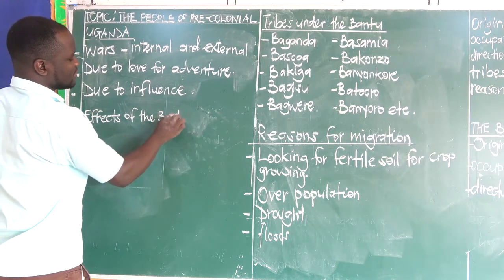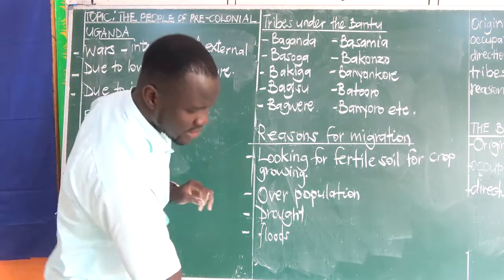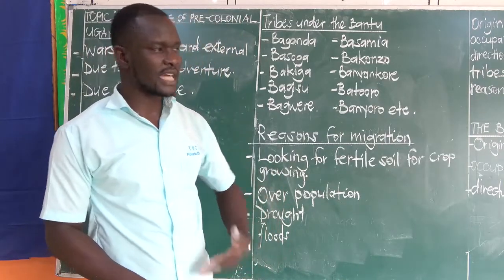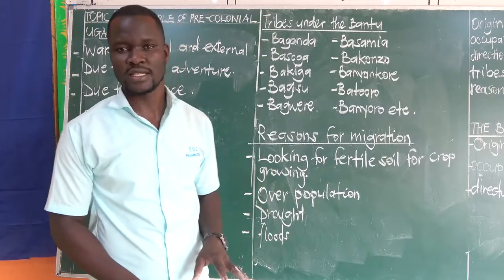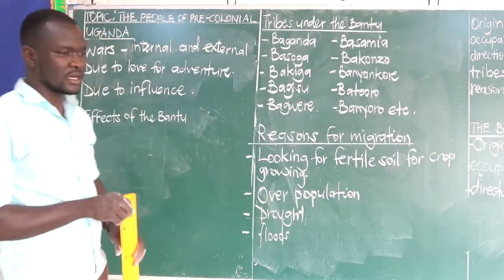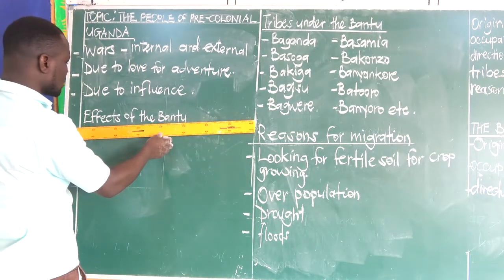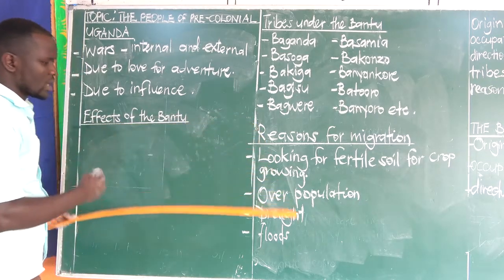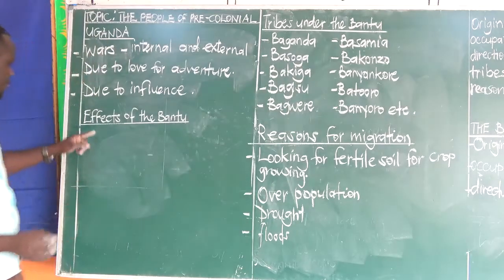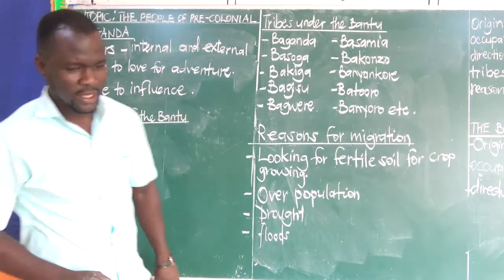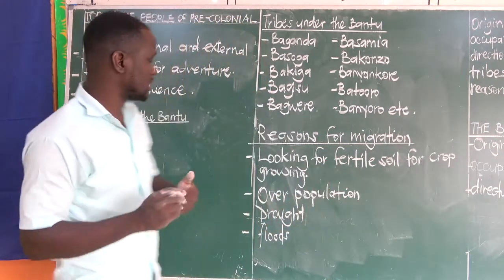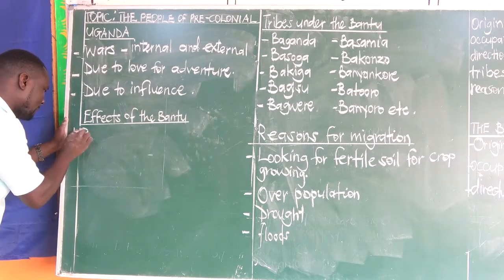I want you to get this lesson very well, because this lesson will enable you to enjoy primary 5 class. Every question coming from this topic becomes very simple for you to answer. These things will keep on coming up to P7, so don't say that it is only for P5. This work is good for all the upper classes. The effects of the Bantu coming into Uganda can be grouped into two: the good ones, which we simply call positive effects, and the bad ones.